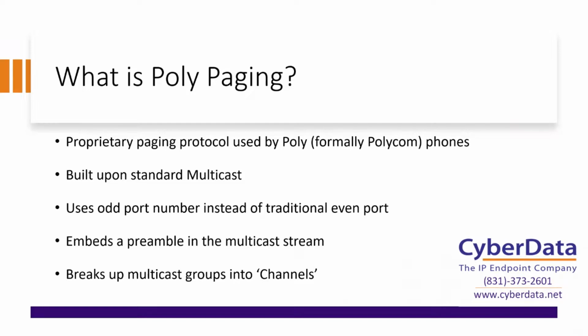Where it differs from standard multicast is it uses an odd port number instead of the traditional even port, which is just one thing that makes it a little quirky. But the real different thing that they do is they use what they call a preamble at the start of the multicast stream. It basically alerts all of the phones on that network that are listening to that specific channel, because everything is broken up into channels instead of, say, multicast groups, that a page is coming through.